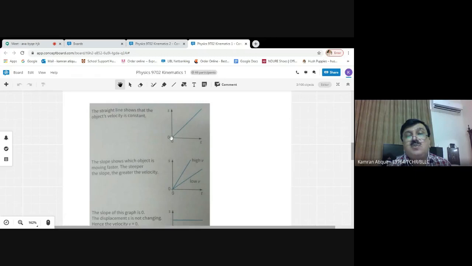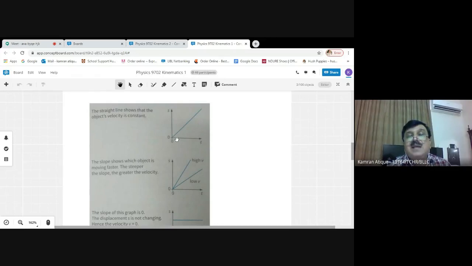Initially, the object was present at that particular point, which is being taken as the origin by us. Now the object is traveling in the direction of north, above the east-west line. Is it okay? Okay, sir. Right. So its graph is being plotted.